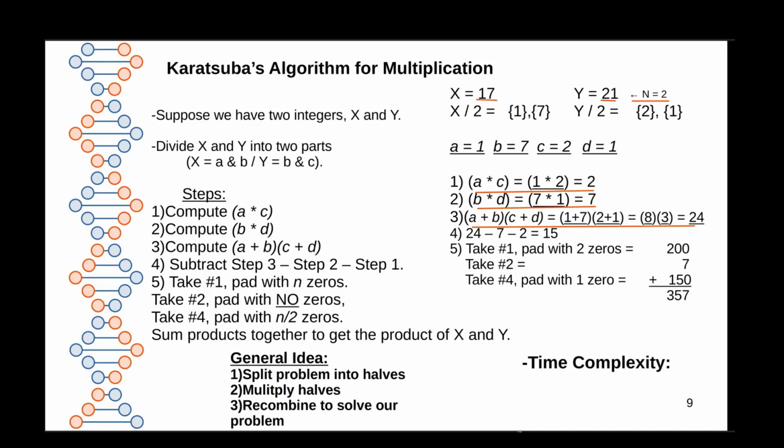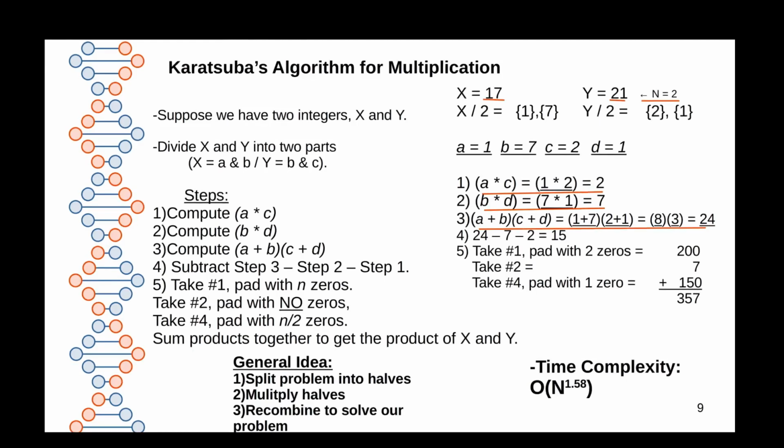Like any other divide and conquer algorithm, the general idea is to split the problem, multiply the halves recursively, and then recombine to get our final product. Now that we know how Karatsuba's algorithm works, let's see how he came up with it. So let's try to come up with a divide and conquer algorithm of our own.